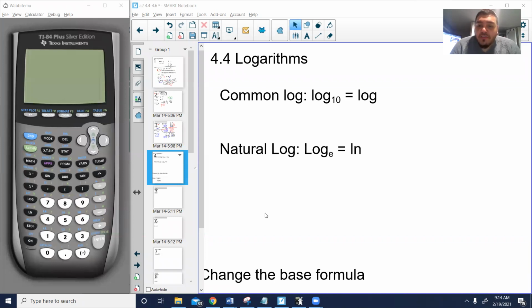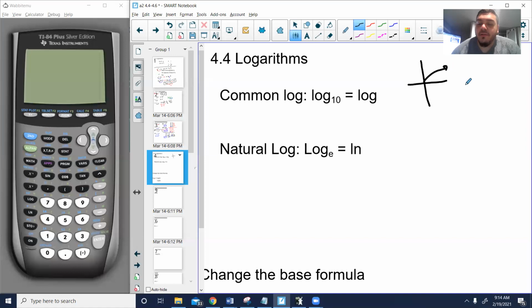I'm not going to make you graph logs. So just watch the video, know how it kind of looks. It looks kind of like this. That's all you need to know. You will not be forced to graph a log. I don't really want to teach you how to graph a log, but it kind of looks like that.